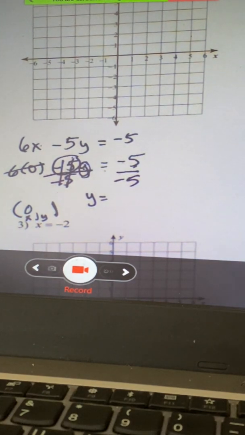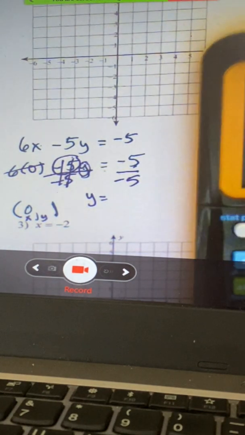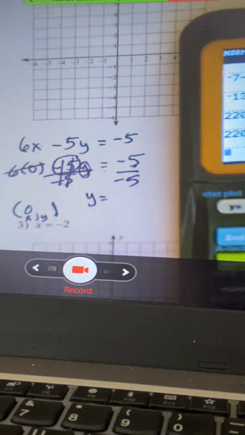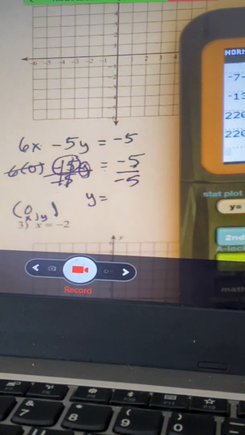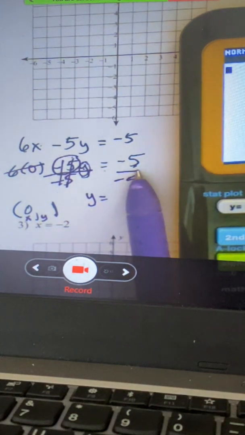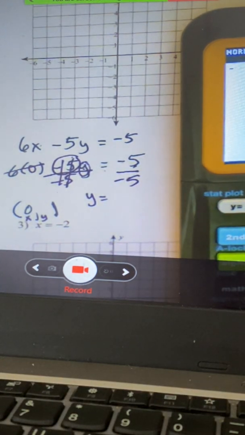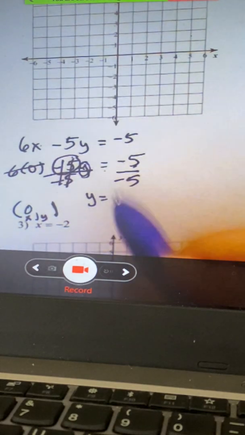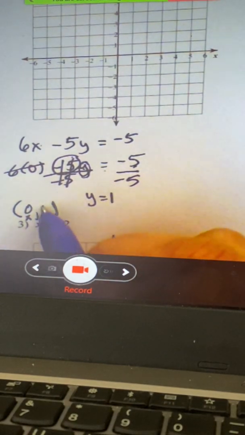If you struggle with that, guys, use your calculator. It's an easy thing to use a calculator on and not get something wrong. And you don't even have to put it in fraction format. You can just say divided by, because that's what that bar is. -5 divided by -5 equals 1. So y is 1. Okay?